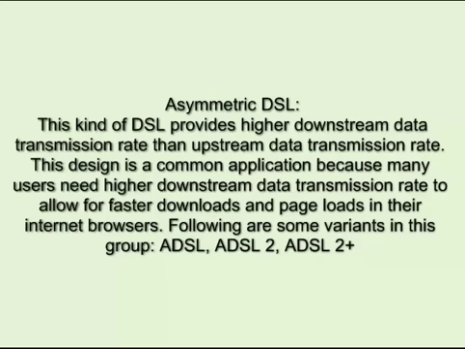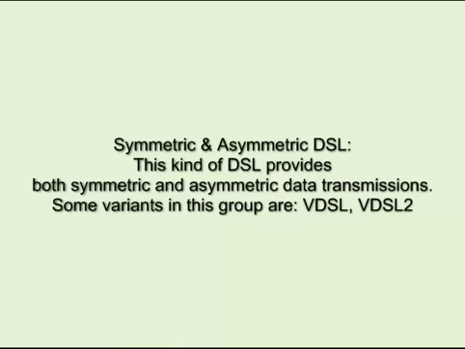Asymmetric DSL. This kind of DSL provides higher downstream data transmission rate than upstream data transmission rate. This design is a common application because many users need higher downstream data transmission rate to allow for faster downloads and page loads in their internet browsers. Following are some variants in this group: ADSL, ADSL2, and ADSL2+.